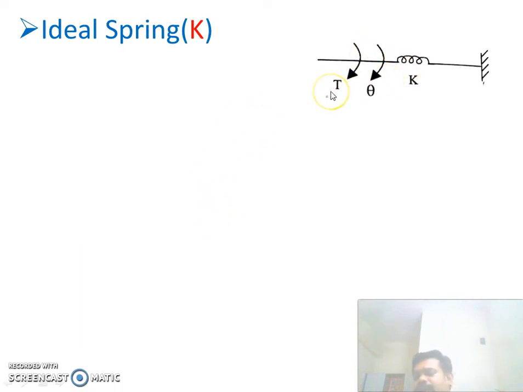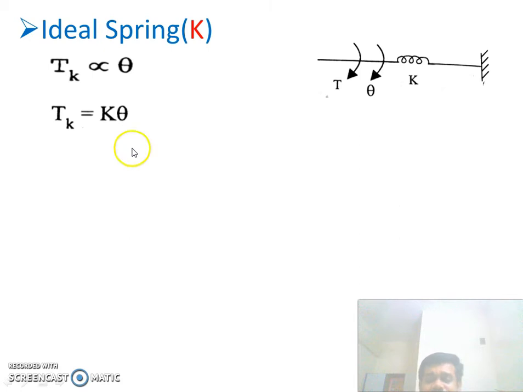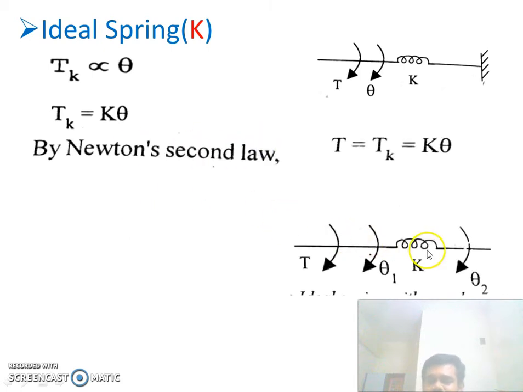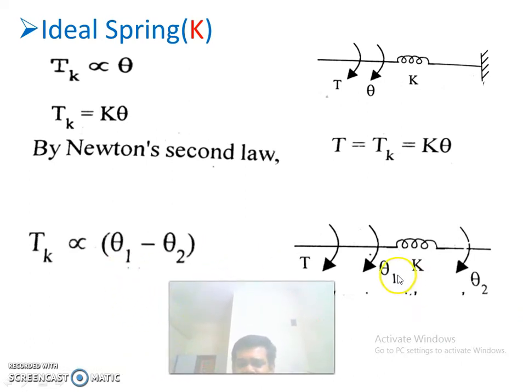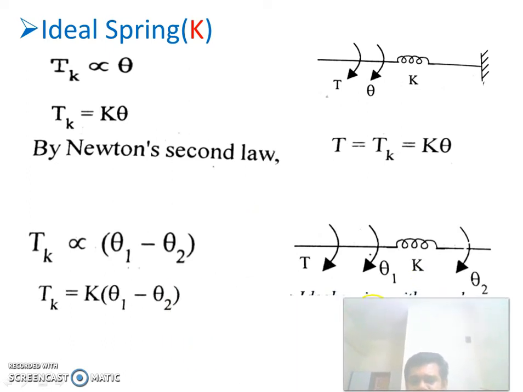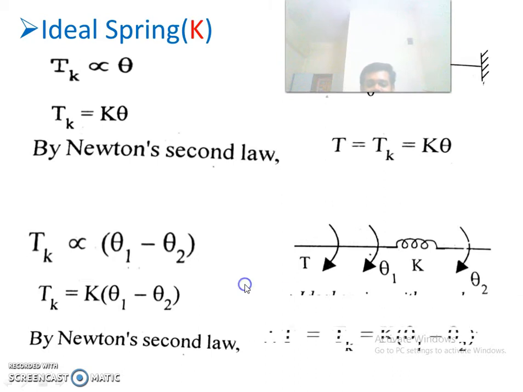Now we are going for the ideal spring. Here you apply a torque T, and due to this you get an angular displacement of theta. The spring is fixed at one end. The opposing torque Tk is proportional to theta, so removing the proportionality sign, Tk is equal to K into theta. If both ends are free, Tk is proportional to theta 1 minus theta 2, so Tk is equal to K into theta 1 minus theta 2. By Newton's law, applied torque is equal to opposing torque.